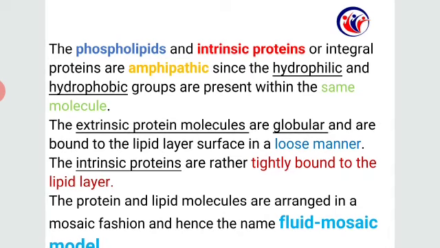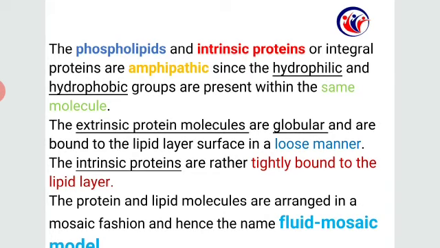The extrinsic protein molecules are globular. Now that takes us back to the structures of proteins. We have the primary structure, the secondary structure, the tertiary structure, and then the quaternary. Now the tertiary structure actually is also referred to as the globular. So we are saying the extrinsic protein molecules are globular and they are bound to the lipid layer surface in a loose manner. Please take note of that.